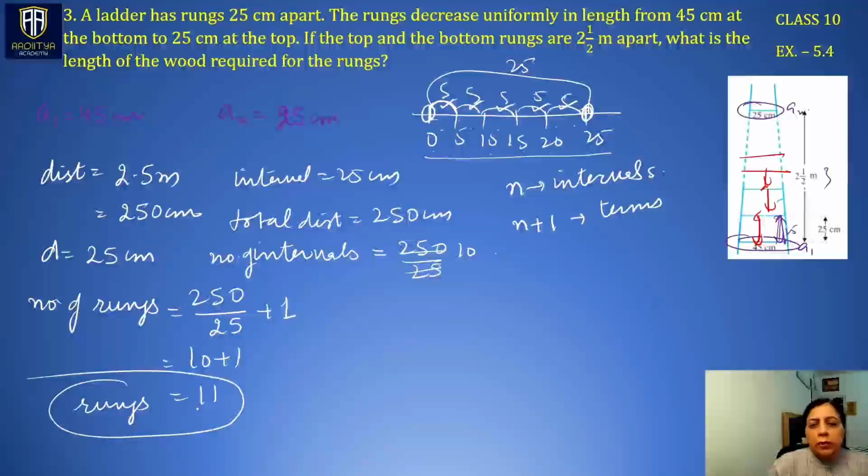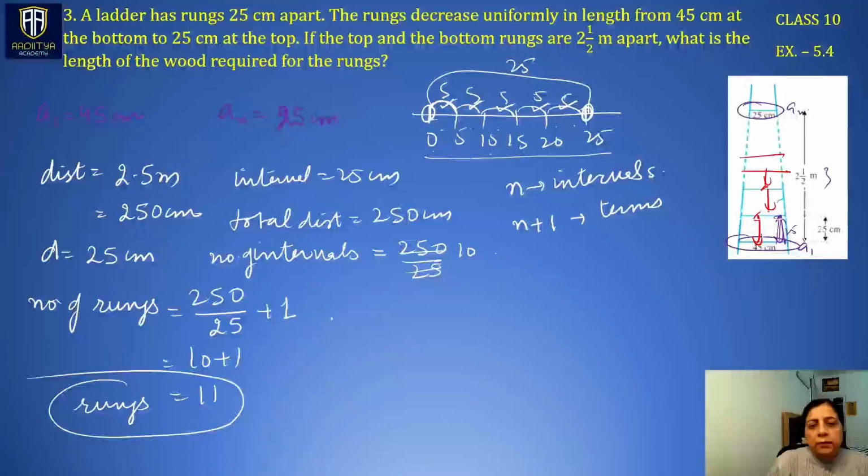Now the number of rungs is 11. What we have to find is the length of the wood required for the rungs. The values here, we are not given A2, A3, A4, only the first and the last term. This 45 centimeters represents the length of the first rung. This 25 centimeters represents the length of the last rung. This D is basically the separation between the first and the second rung, but the value of the second rung is not given to us, so we cannot find D here. That is why we have found the number of rungs.